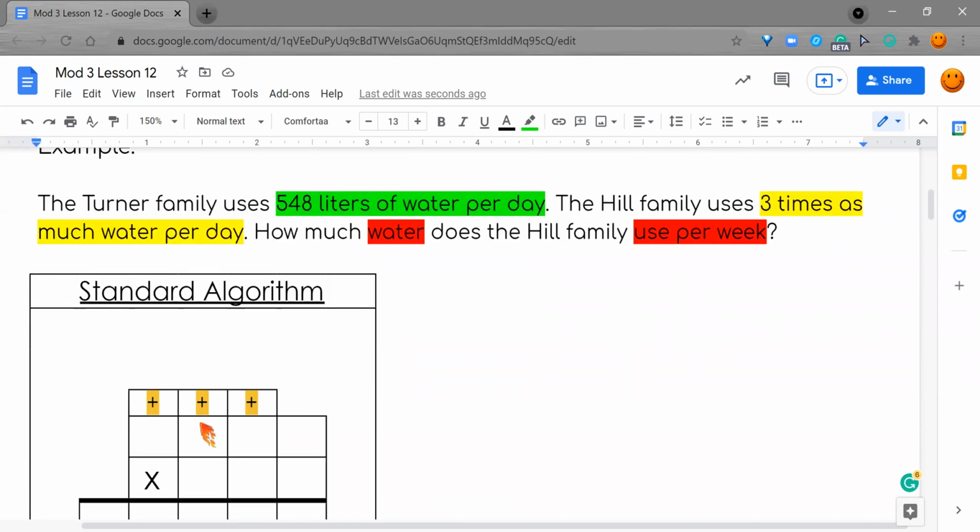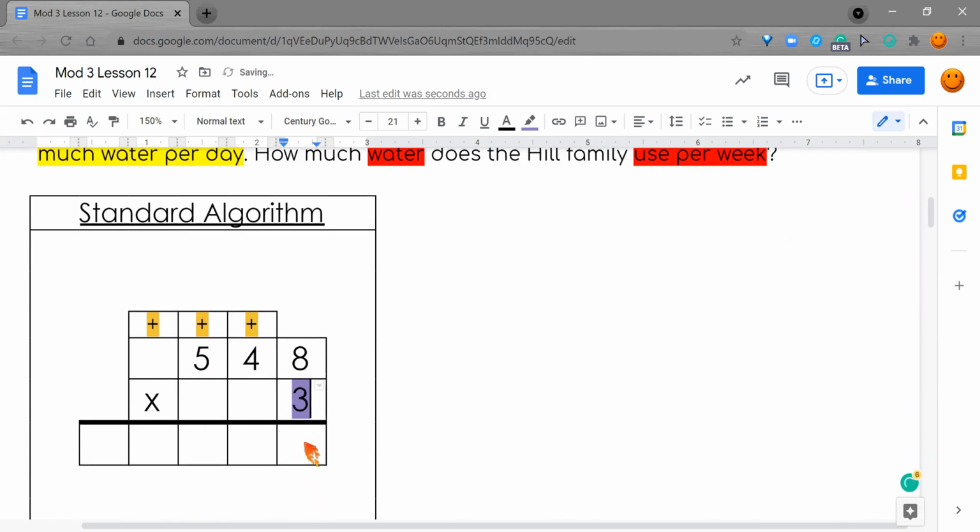So the first thing I'm going to do is I'm going to put my 548 within my boxes in the right place value positions. And because we're multiplying by a single digit, our 3 goes into one's position. So now I'm going to take this 3 and do 3 times 8, which is 24. And we write 24 as 2 and 4. So that second number in our ones place, the 4 gets dropped into our ones place in our product, and we carry the 2 to the tens place. Remember, this 2 we're going to add after we multiply.